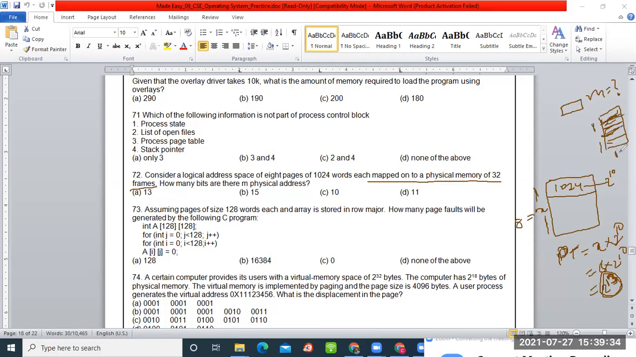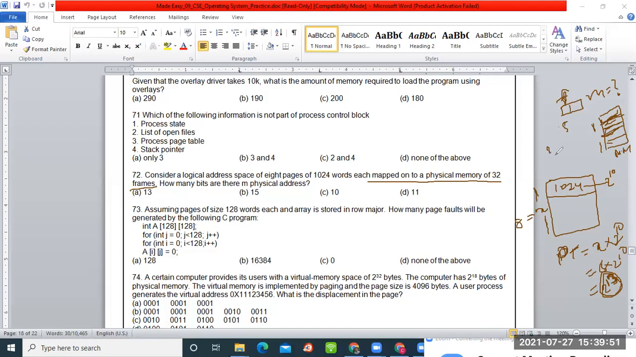Main memory is given as 32 frames. So how many bits will f be? What is the size of the bits of f? f will be what? This is 32, which means 2 to the 5. 5 bits are used for f, because 2 to the power of 5 is 32.